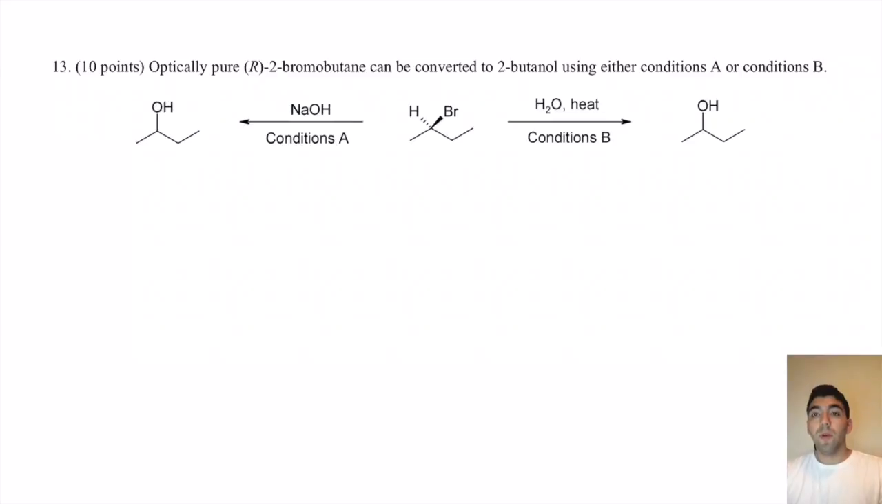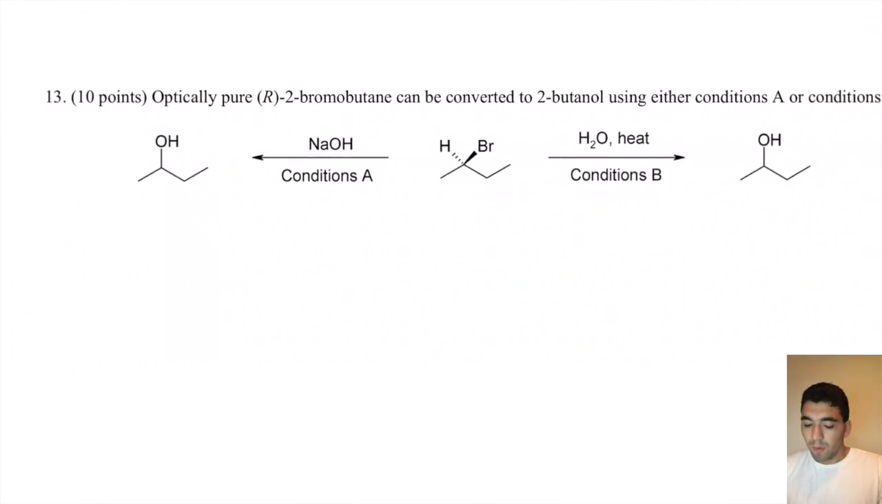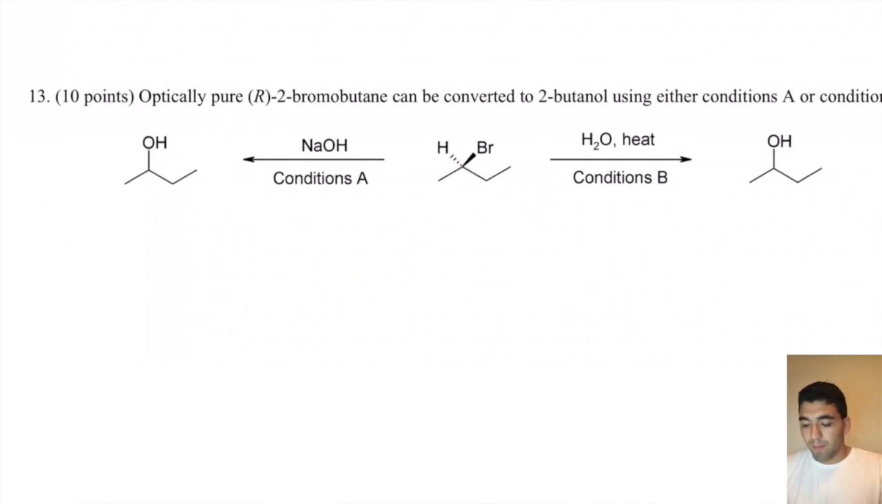Alrighty, we're going to move on to problem 13, which is asking us about this reaction underneath here, about right-handed 2-bromobutane being converted to 2-butanol, and it takes place in conditions A and B. So first we want to identify those conditions. Both cases we end up with the same thing, looks like. They both end up there, but of course it's going to be slightly different depending on the mechanism.